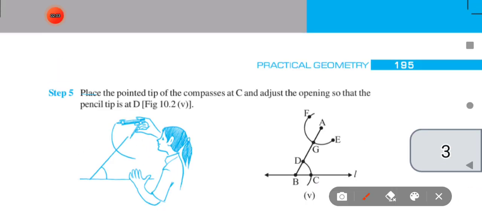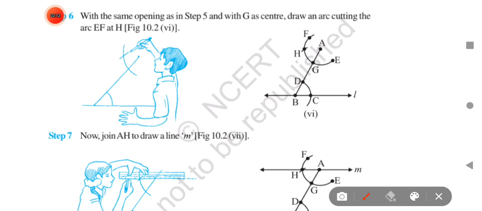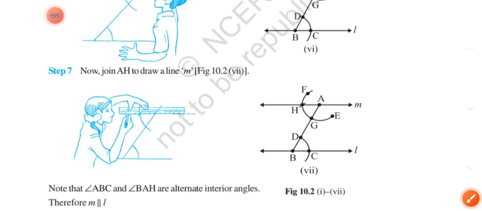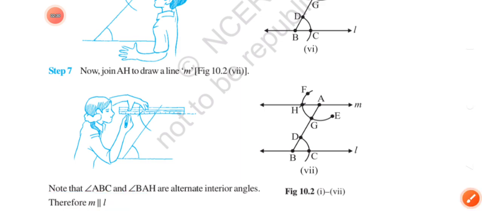5. Place the pointed tip of the compasses at C and adjust the opening so that the pencil tip is at D. 6. With the same opening as in step 5, with G as center, draw an arc cutting the arc EF at H. 7. Now join AH to draw a line M. Note that angle ABC and angle BAH are alternate interior angles. Therefore, M is parallel to L through A.